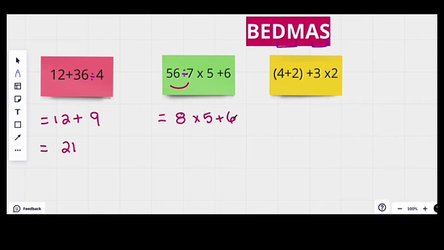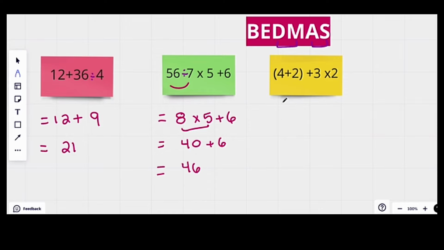Okay, now we move on to the next step. So when we look at BEDMAS, we still have a multiplication and an addition. What comes first? Well, the multiplication comes before any addition, so we're going to take care of the multiplication. So 8 times 5 is 40. Write down our 40, and let's write again our 6. Don't leave any numbers behind. Okay, now 40 plus 6 equals 46.